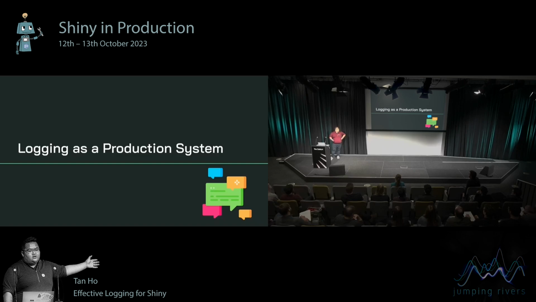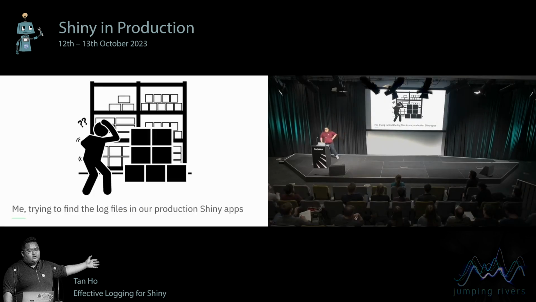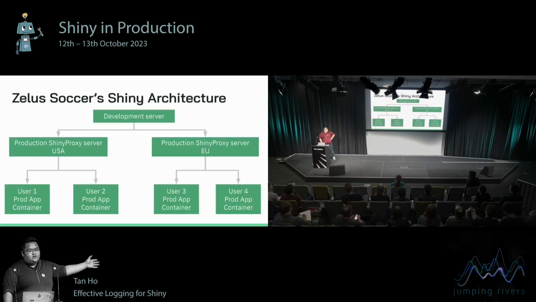OK, so I've talked a lot about the app level. Let's go back to logging as a production system. Here's a callback to me trying to find the log files in production Shiny apps. Understand why that is. Here's the Shiny infrastructure that we have. It's not complicated. We use Shiny proxy. So we've got a development server. This has our RStudio server on it and so on. And then we have two servers. There's a production Shiny proxy server in the US for some clients. And then there's a production Shiny proxy server in the EU for our EU clients.